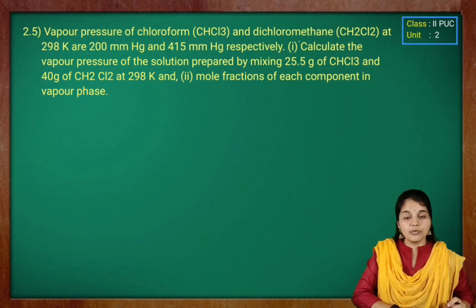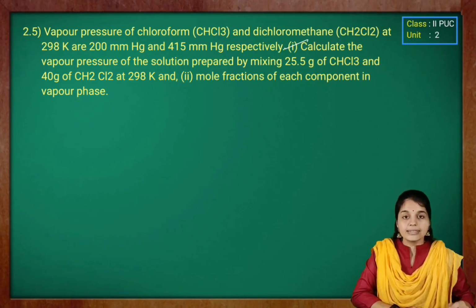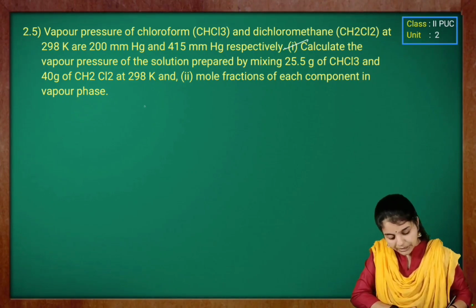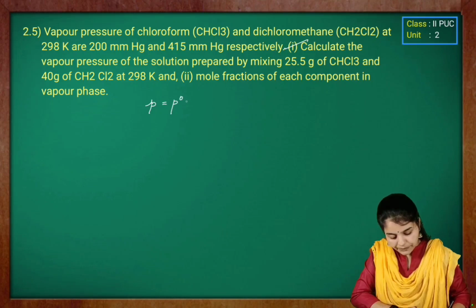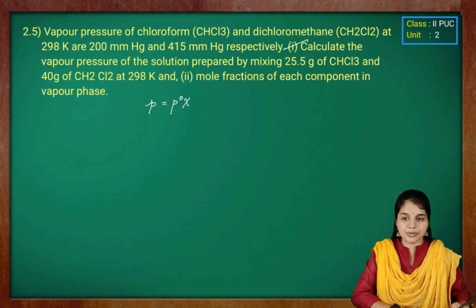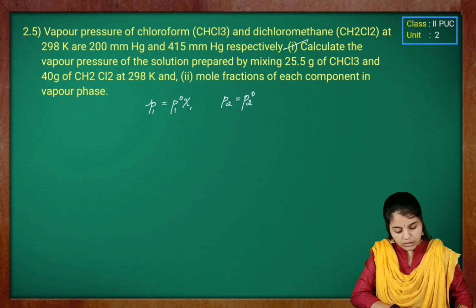So here we shall make use of Raoult's law and the expressions related to it. First of all, we need to calculate the vapor pressure of the solution. In order to calculate that, we have to find the mole fractions, right? I will make use of the expression from Raoult's law, that is P is equal to P naught chi. Since we have two components, chloroform and dichloromethane, we will find P1 is equal to P1 naught chi 1 and P2 is equal to P2 naught chi 2. Then to find the total vapor pressure, we will add both: P total is equal to P1 plus P2.